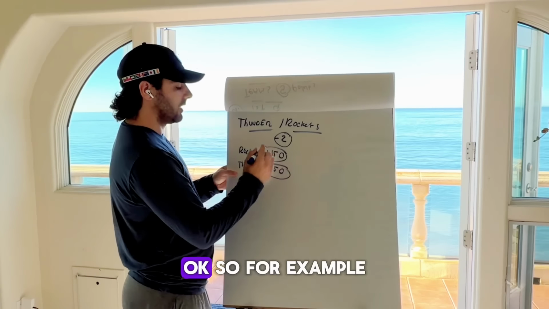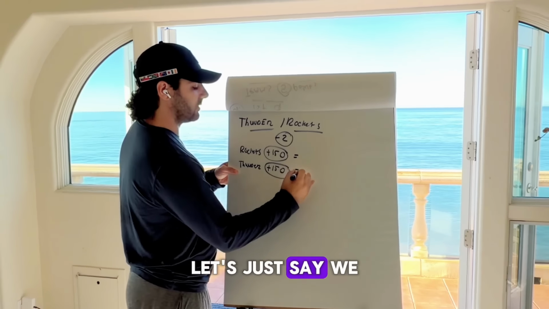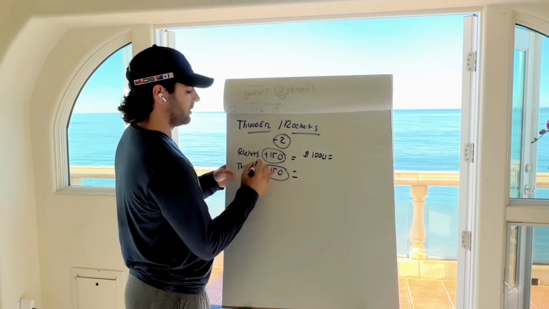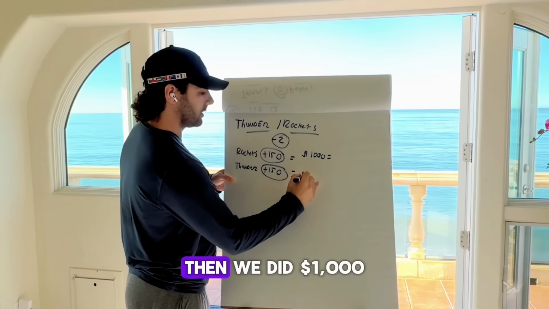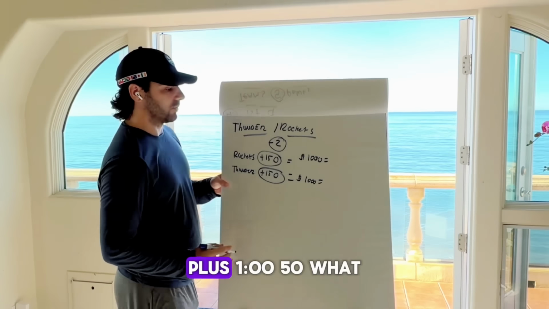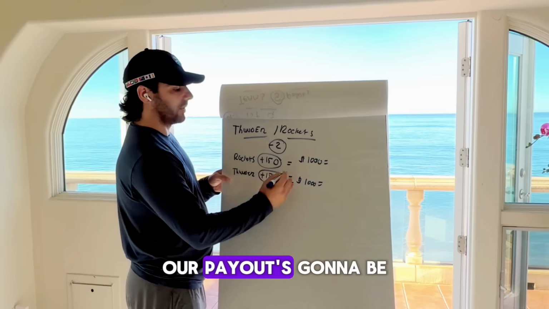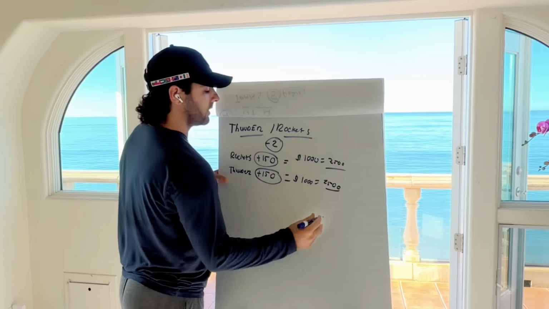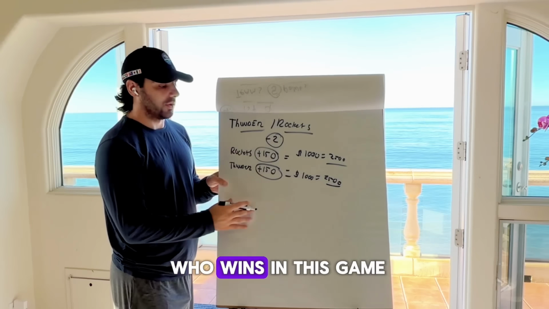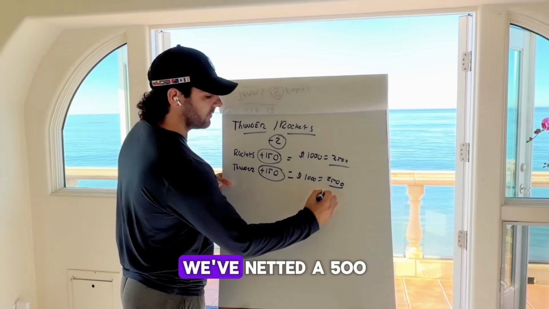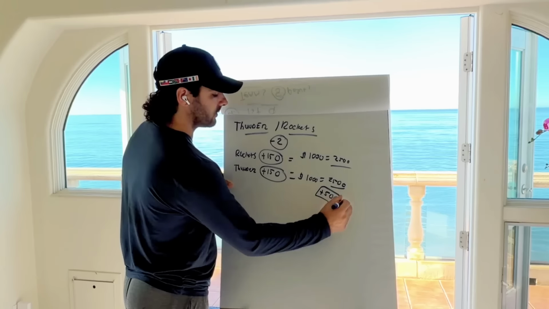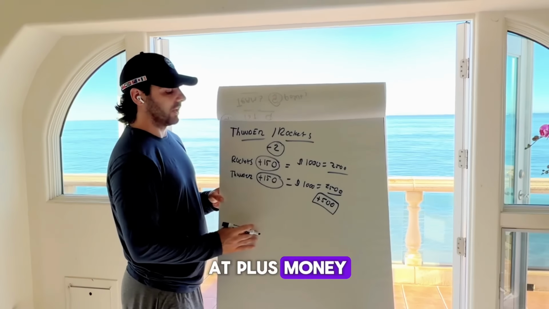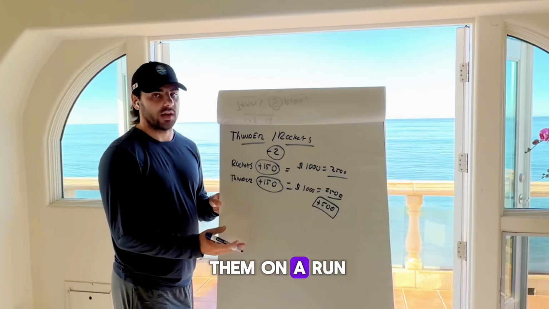Okay? So, for example, let's just say we did $1,000 a piece here. So if we did $1,000 on the Rockets at plus 150, and we did $1,000 on the Thunder plus 150, what is our payout going to be? Our payout's going to be $2,500 here and $2,500 here. So now, no matter who wins in this game, we've netted a $500 profit. Why? Because we bet both sides of the game. We got both sides at plus money. We were able to get them on a run.